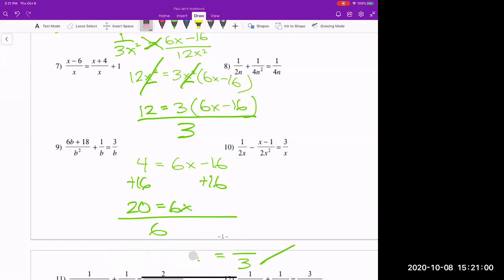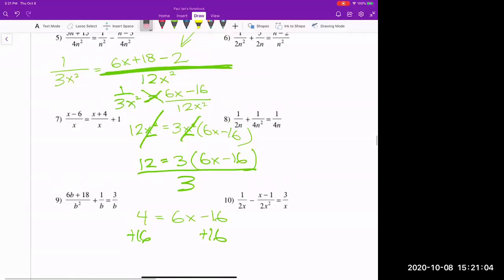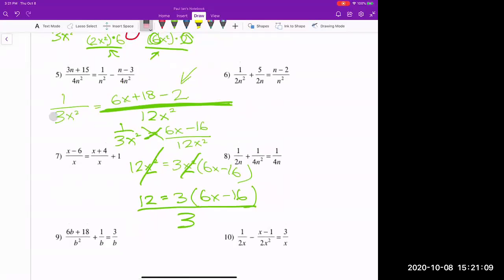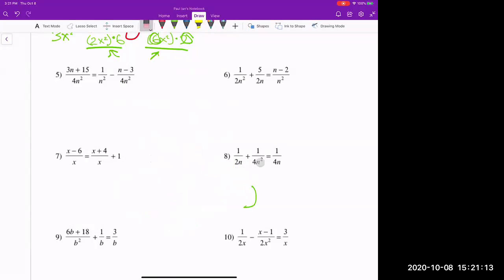So yeah, please do more of these ones. Does that make sense though? The one where you have to make the two fractions into one? Yeah. Okay, we'll do more of them. We'll do more of that next time.